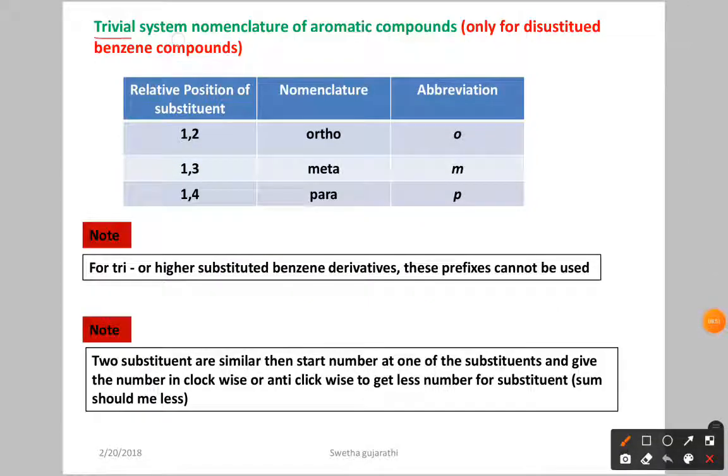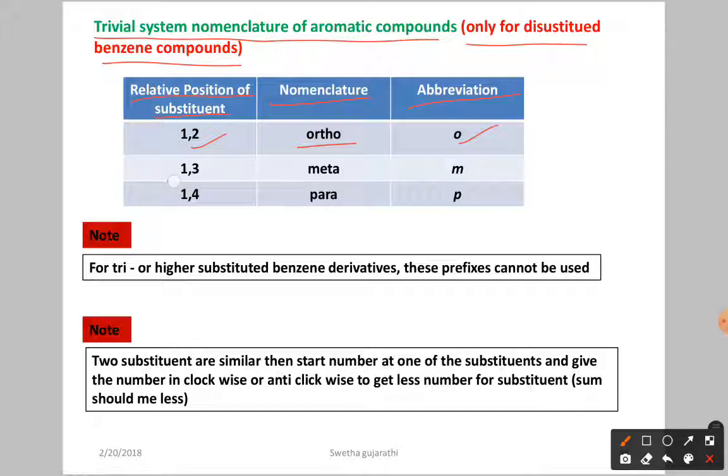Now, trivial system nomenclature of aromatic compounds, only for the disubstituted benzene compounds. Just now I told, only for the disubstituted. So, the relative position of the substituent: if the substituents are at 1,2 position, the trivial name we call is ortho, and the abbreviation is only small o.